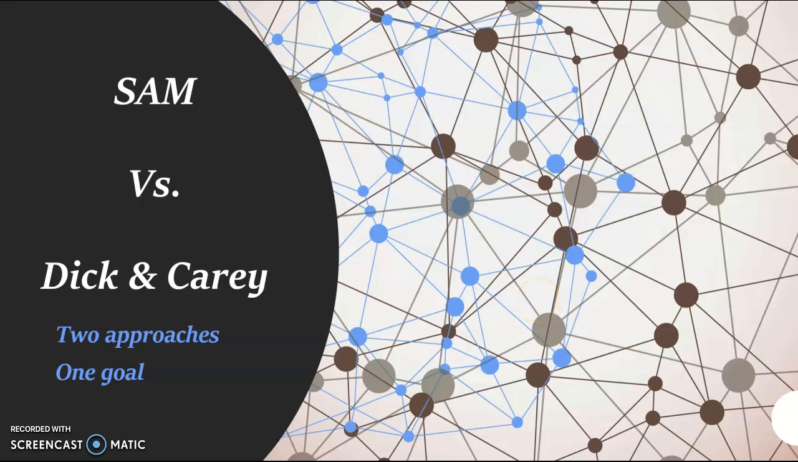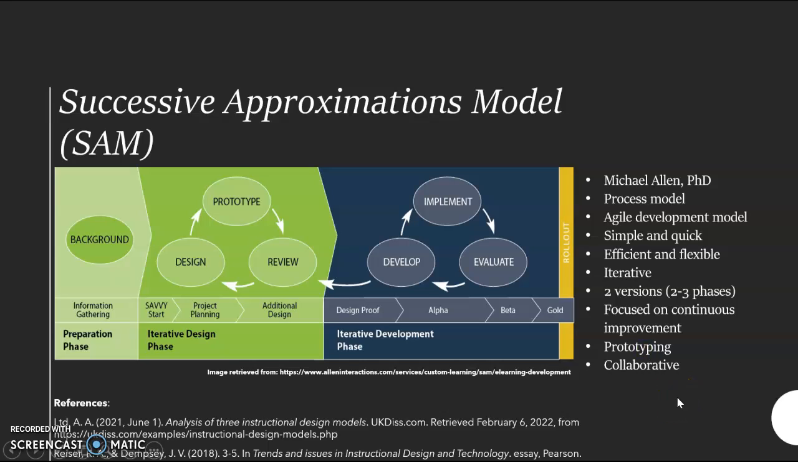Today I am going to be discussing two models used by instructional designers, SAM and Dick and Carey. SAM, or the Successive Approximations Model, was developed by Dr. Michael Allen, and is considered more of a process model than a design model. It is an agile development model, so it's intended to be simple and quick, very efficient and flexible, and highly iterative.